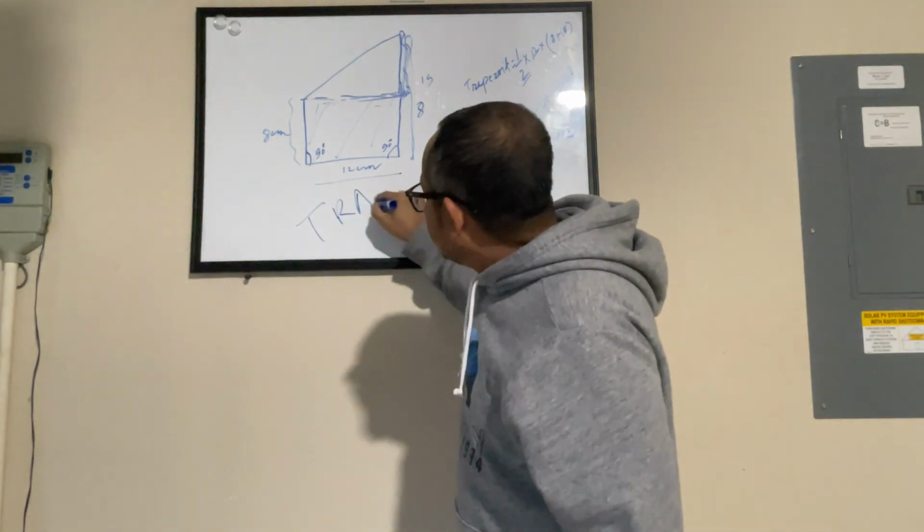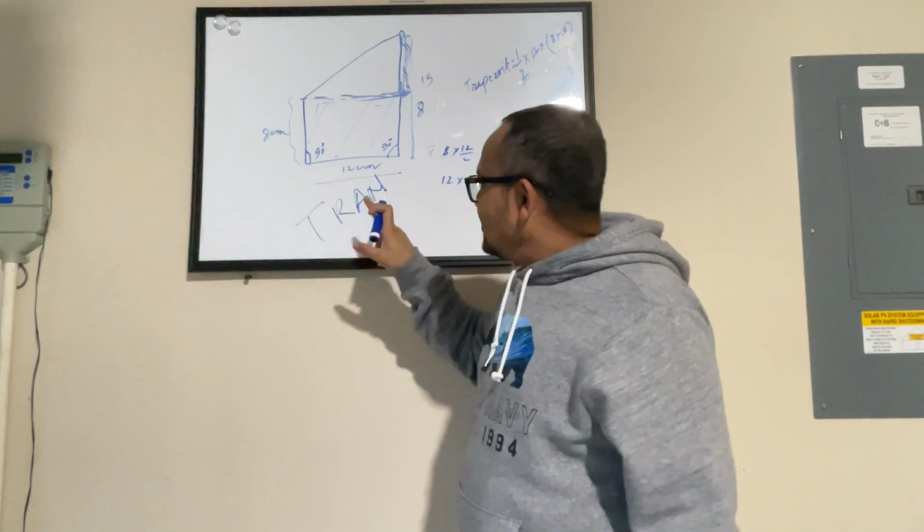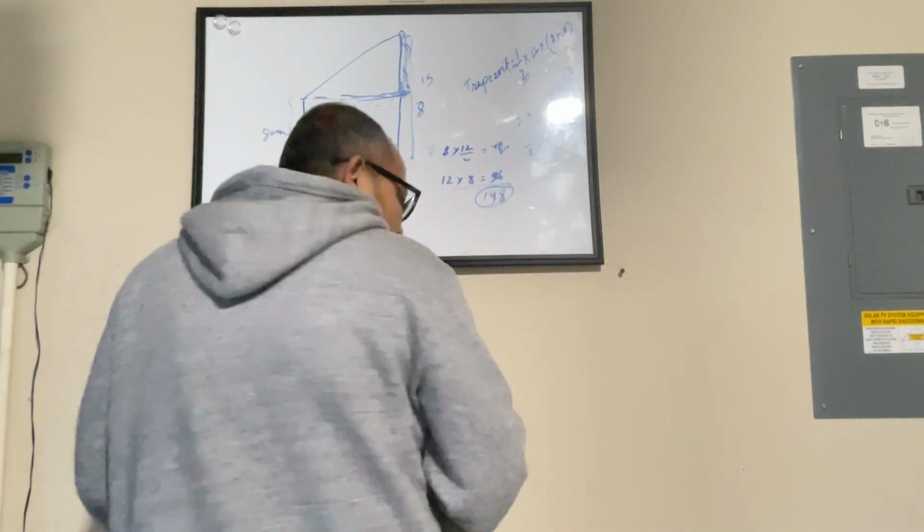Then this TRAN, trust, read, analyze, and Nike, that changes to RAN.